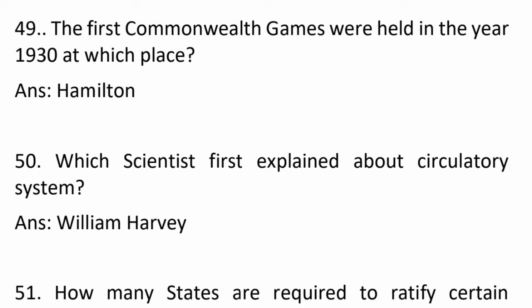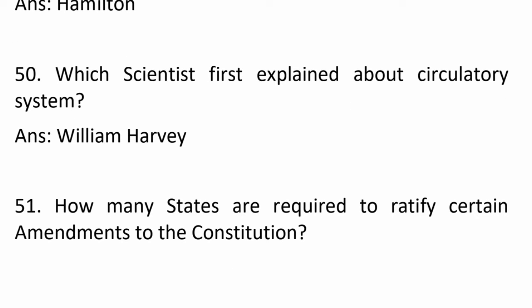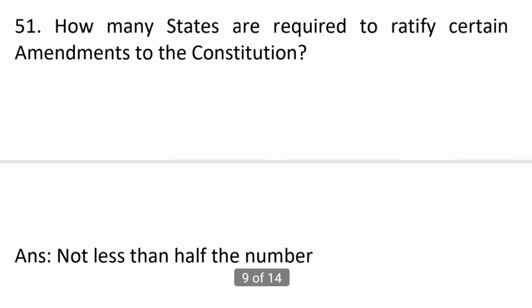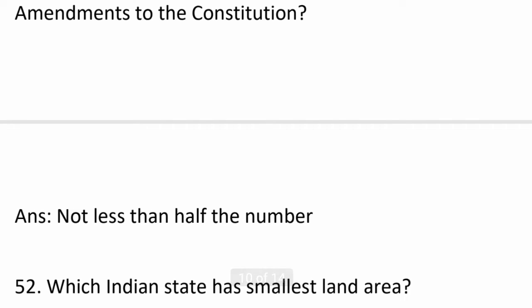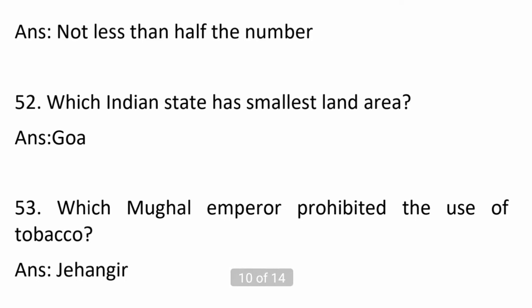Which scientist first explained the circulatory system? William Harvey. How many states are required to ratify certain amendments to the Constitution? Not less than half the number. Which Indian state has the smallest land area? Goa. Which Mughal emperor prohibited the use of tobacco? Jahangir.